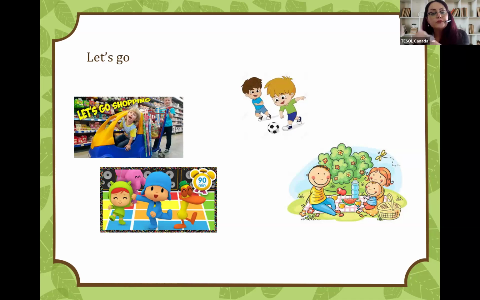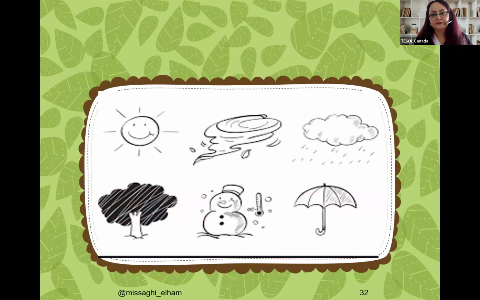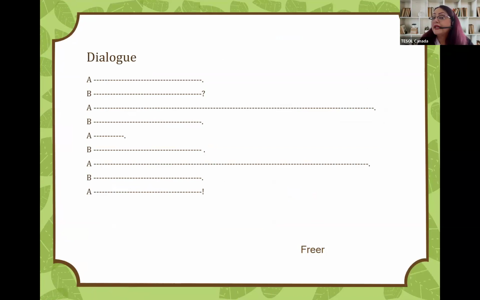You two go to the park to play football or soccer. You two go on a picnic. Now make the dialogue. Hey, let's go to the party. Oh, what's the weather like? It's sunny. Put on your sun hat. Or it's windy. Put on your coat. And talk about different kinds of weather and make up the dialogue. Let them be creative. So this is the activation.